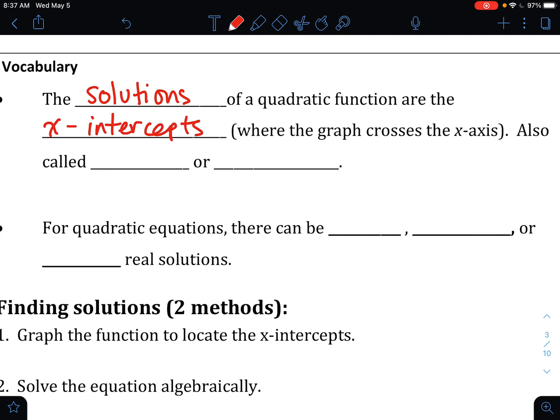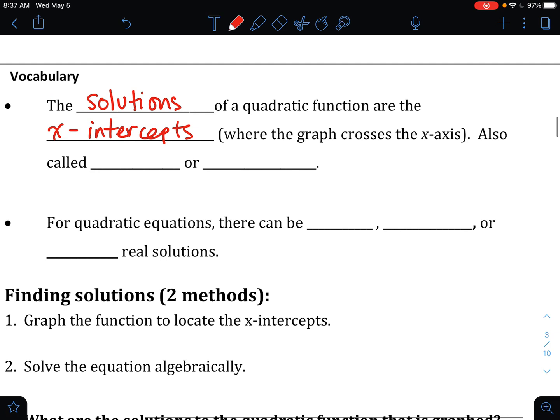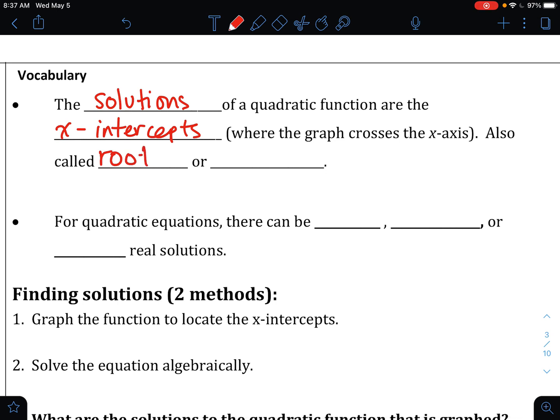The solutions of a quadratic function are the x-intercepts, which in parentheses is where the graph crosses the x-axis. Also, they are sometimes called roots or zeros.